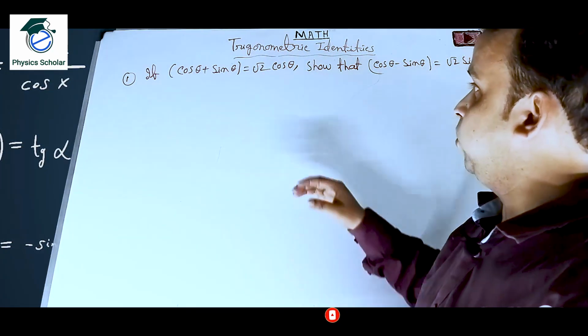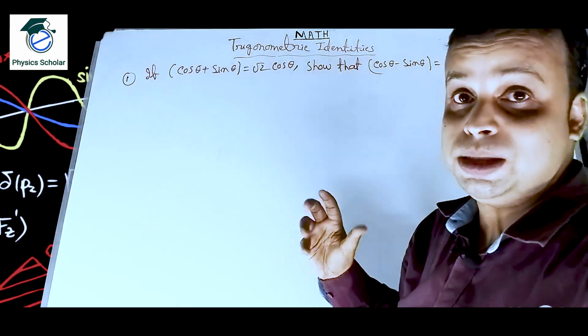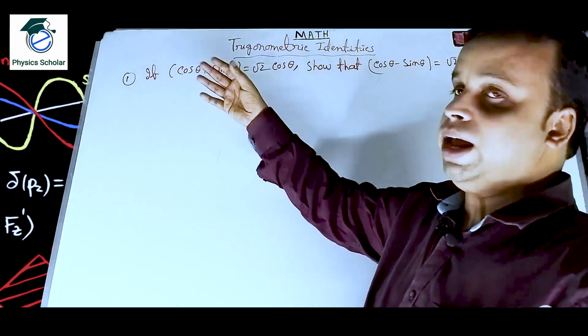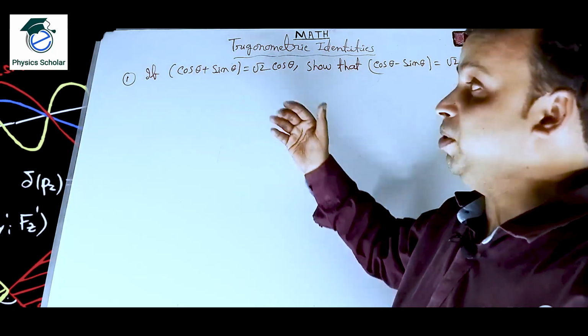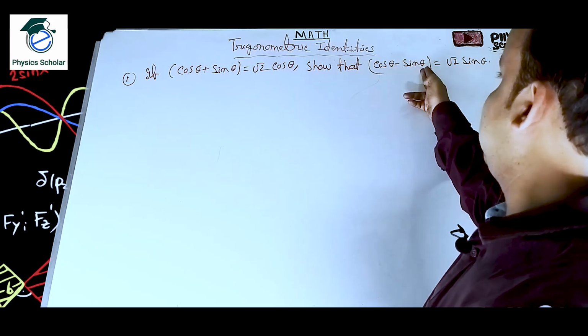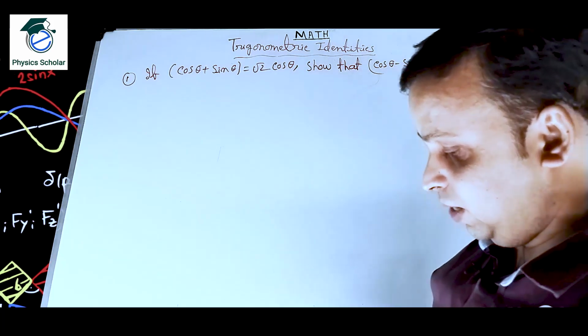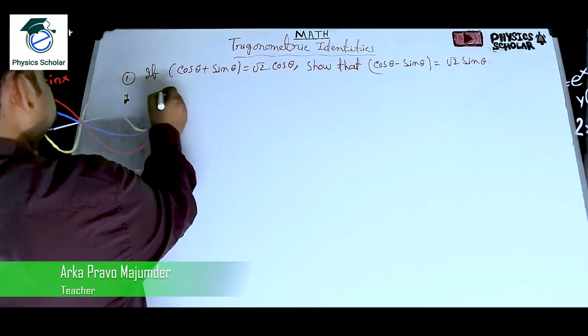If cos theta plus sin theta equals root 2 cos theta, then prove that cos theta minus sin theta is equal to root 2 sin theta. Many times this sum has come in the CBSE board examination, but it is also important for the ICSE as well as other state board examinations. Now, how to do this sum?